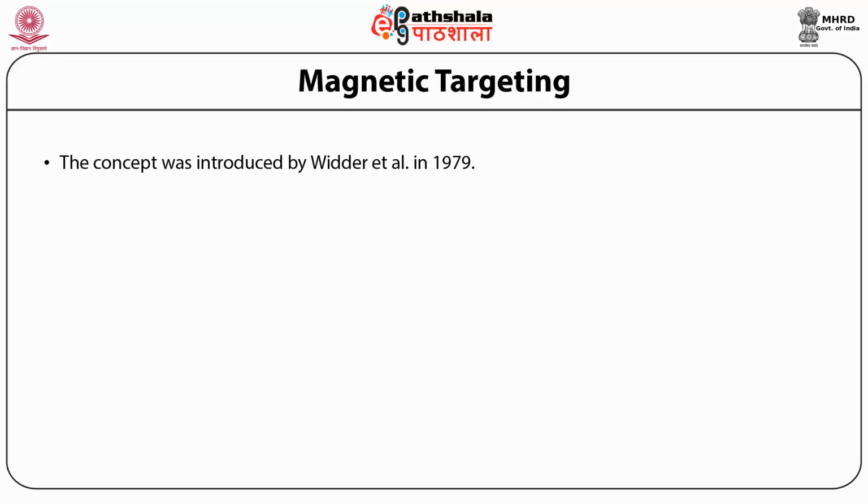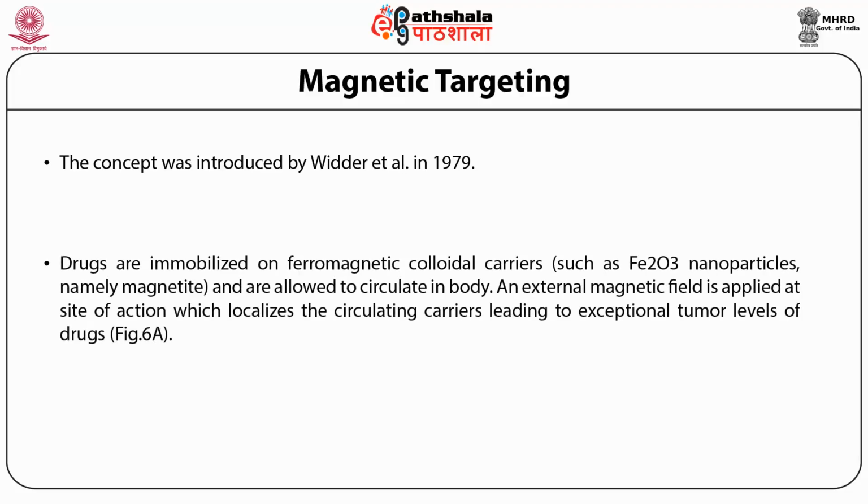In such systems, drugs are immobilized on ferromagnetic colloidal carriers or conjugated with magnetic particles such as iron oxide nanoparticles, namely magnetite, and are allowed to circulate in the body. After that, an external magnetic field is applied at the site of action, which localizes the circulating carriers, which further leads to exceptional tumor levels of the drugs.